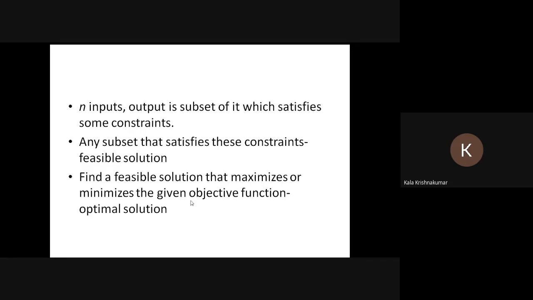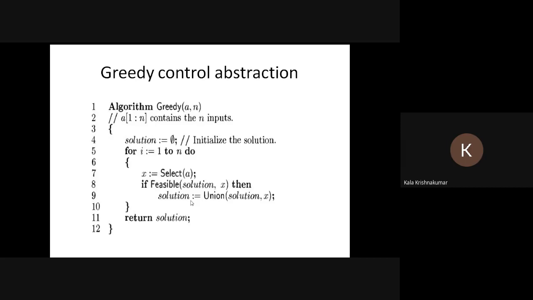We can define a control abstraction for this kind of greedy algorithm. So the algorithm is like this: Algorithm Greedy(A, n), where A is the array and n is the number of inputs. So A[1:n] contains n inputs. Then we try to find the solution. At each step, we try to find whether one particular input can be included or not. For that, we initialize the solution as the null set.